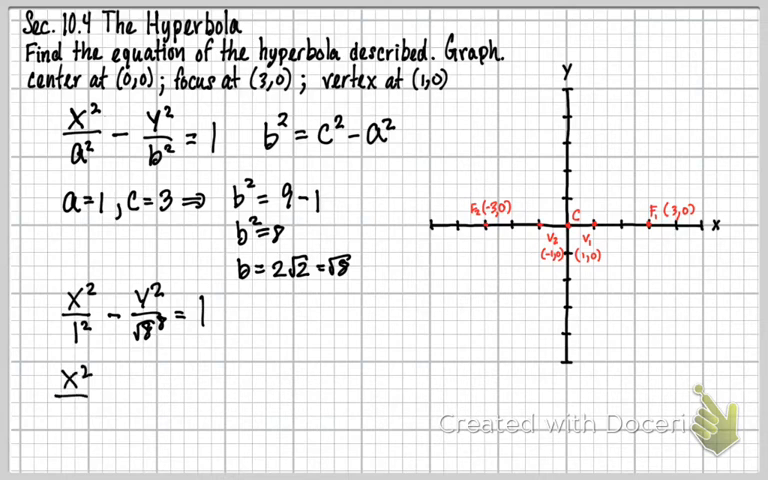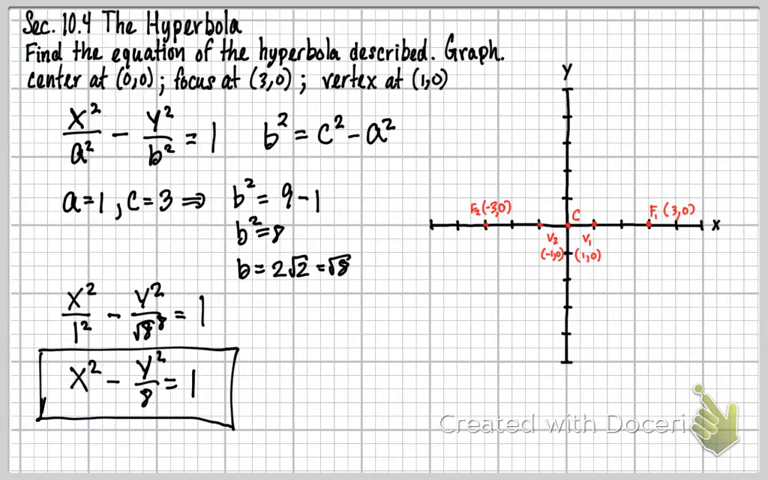And then I get x squared, I don't have to write over 1. I could just say x squared minus y squared over 8 equals 1. And that's our equation. So that's our part A in a sense that we had to find. Now let's graph this thing.